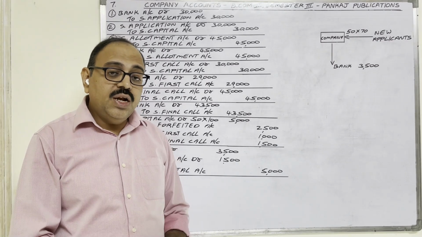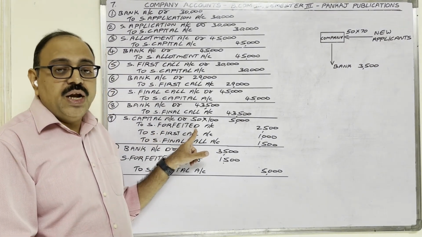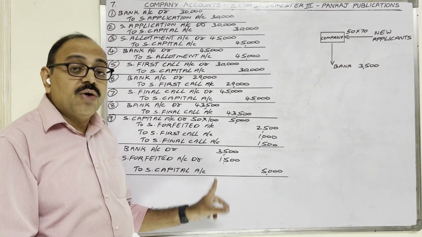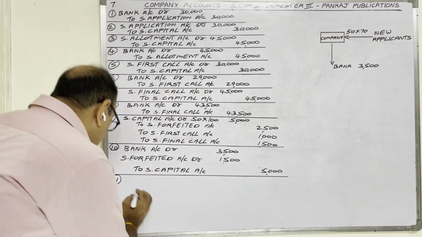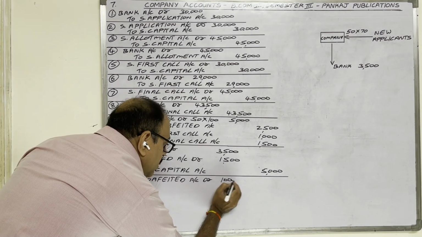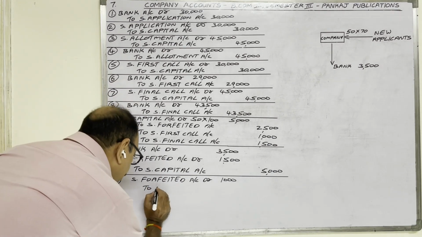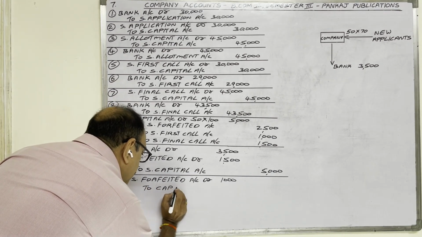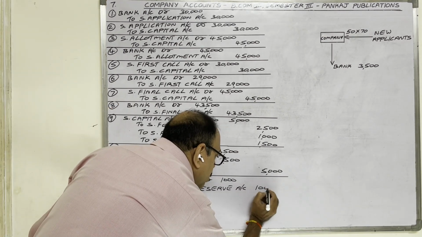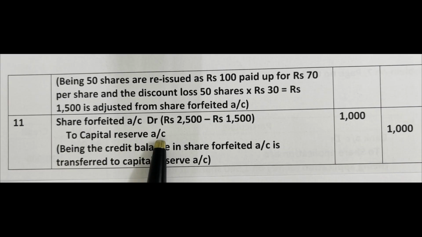How to write the journal entry for this transfer? See, credit balance of share forfeited 1,000 we want to cancel. Therefore, we have to debit share forfeited account with 1,000 rupees. Share forfeited account debtor, 1,000 rupees. We are transferring this balance to capital reserve now. Therefore, credit capital reserve account, to capital reserve account, amount same 1,000 rupees. 11th entry, share forfeited account debtor to capital reserve account.